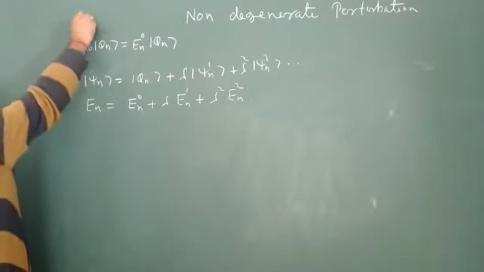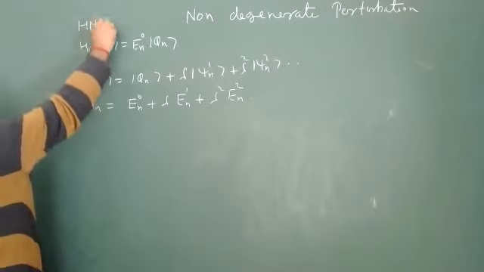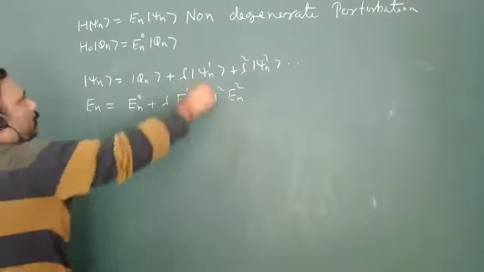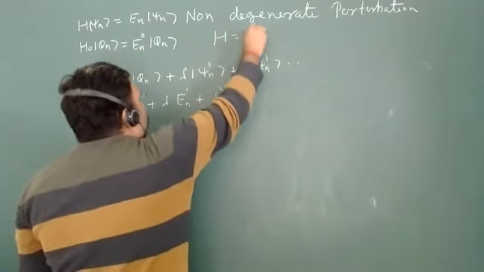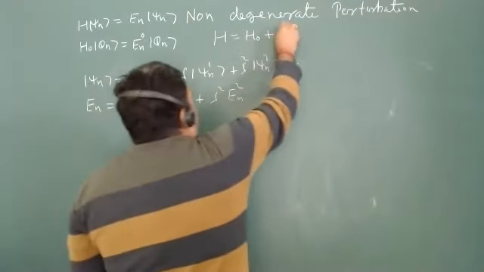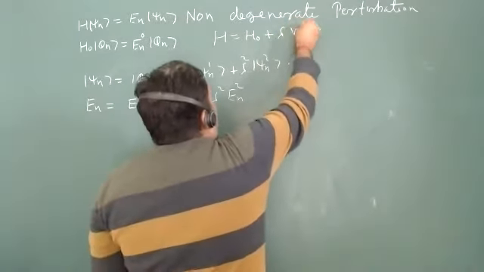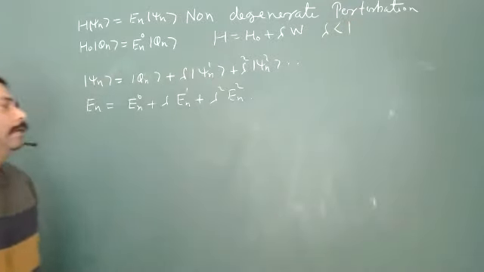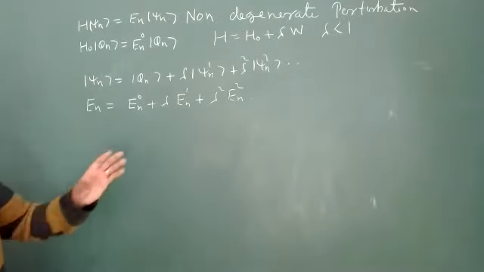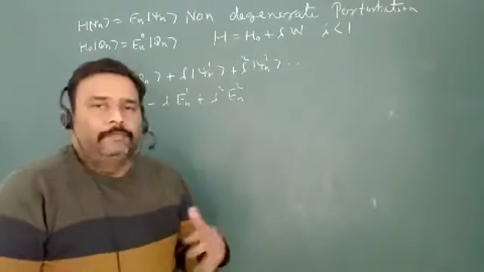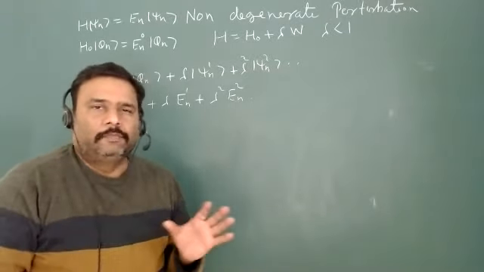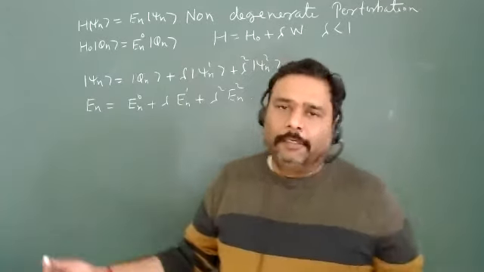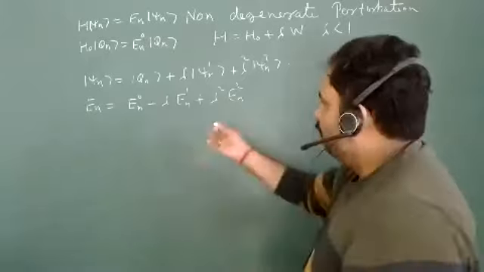And what is the equation? H psi n is equal to En psi n. And what is my H? My H is nothing but the original Hamiltonian plus some parameter lambda times the perturbation, that is W. And this lambda should be a small number, because I have to keep in mind that my system should behave more or less like the original system. You cannot give a very intense disturbance such that you have an entirely new system. So we can use this.